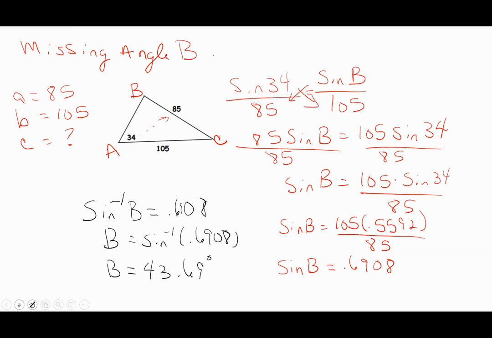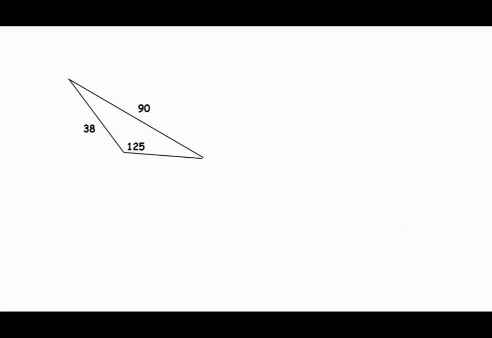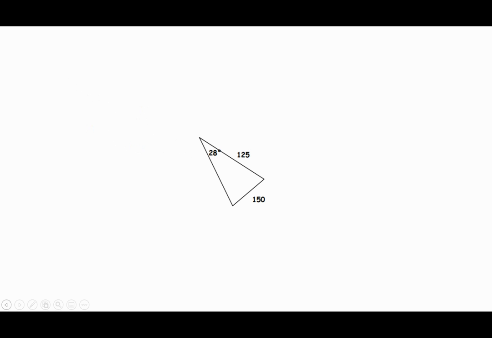So let's take a look at another one. In here, we have our value. We're going to just label how we want: A, B, and C. So our side lengths, I'm going to put over here on the side: our A is 150, our B is unknown, and our C is 125. We have an angle measurement of angle A.